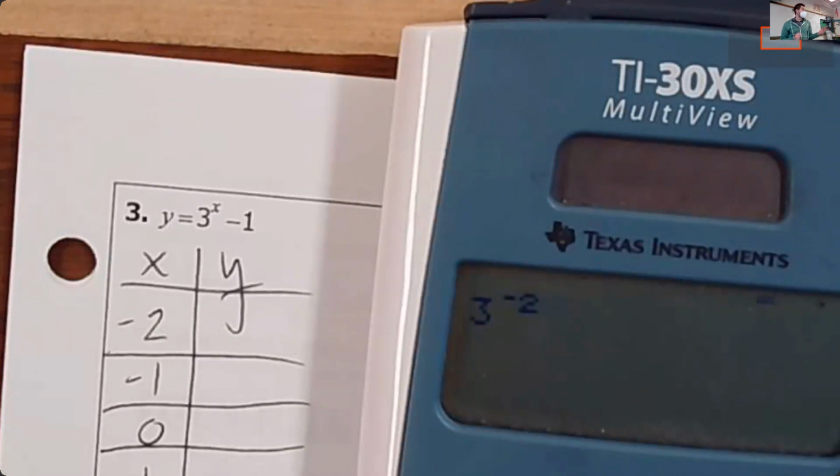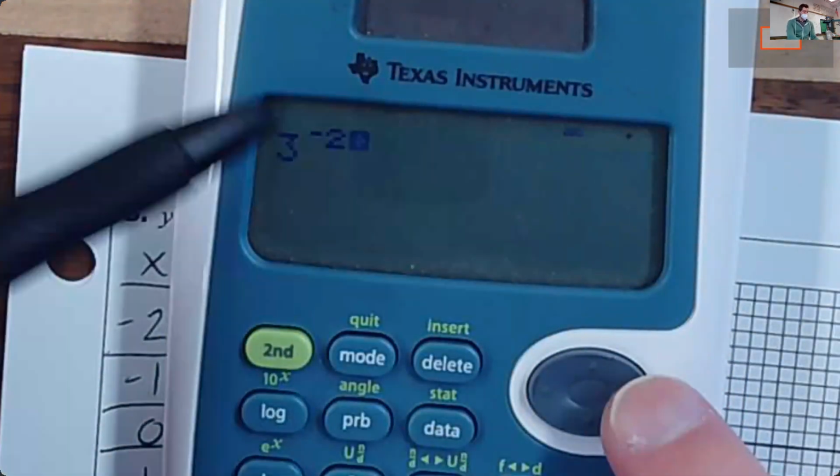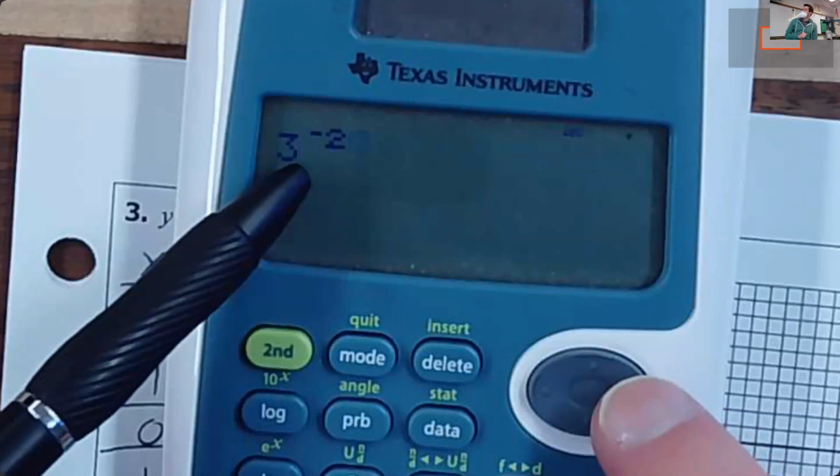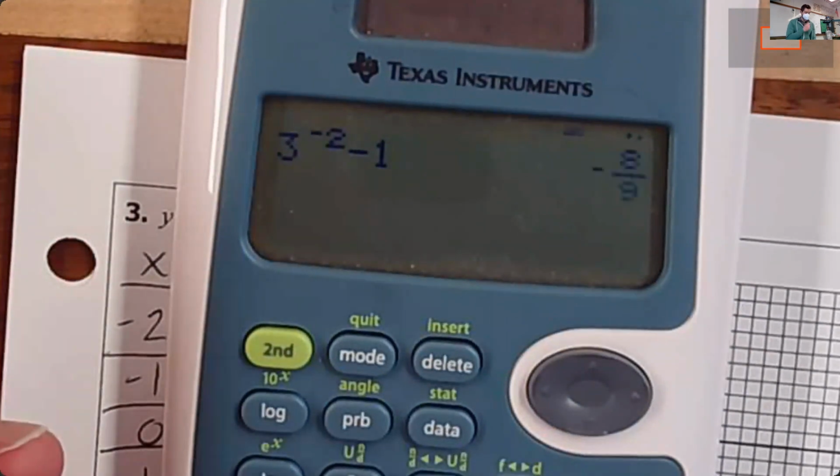When you subtract 1, don't just type in -1. You have to push the right arrow over on this little directional pad in order to get the flashing square off of the exponent, because we don't want it up with the exponent. So you're going to do -1 after that. So 3 to the -2 power minus 1 says -8/9.